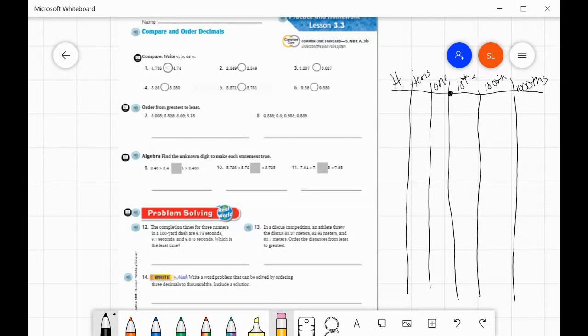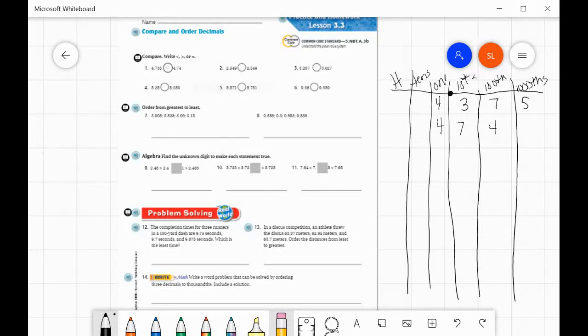So if you look at number 1, it says 4.735. So I would write 4.375. And then the next number is 4.74. Now, what you do is you look to see, starting on the left side of the decimal in the ones, tens, or hundreds, you start looking there and we compare the numbers. So the fours are exactly the same. So we move to the next number.